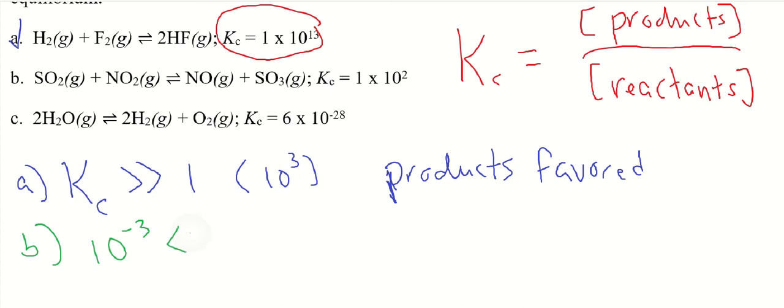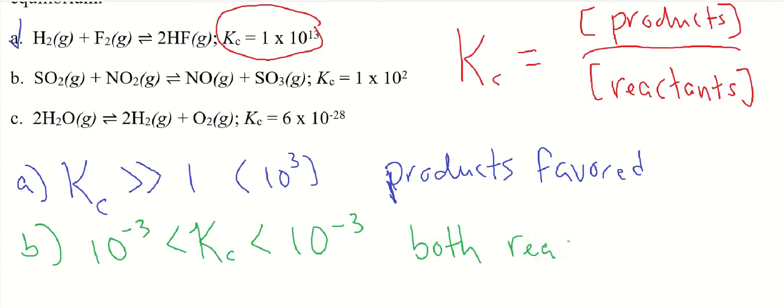All right, so for B, the Kc value, it's a capital K by the way, is not super small and it's also not super big. Now, what's big and what's small? Because the products and reactants can get squared and cubed and all of that stuff, we need a certain degree of freedom to say what's being produced is large or small. Anyway, the point here is you're going to get both. There's going to be a good amount of both reactants and products.